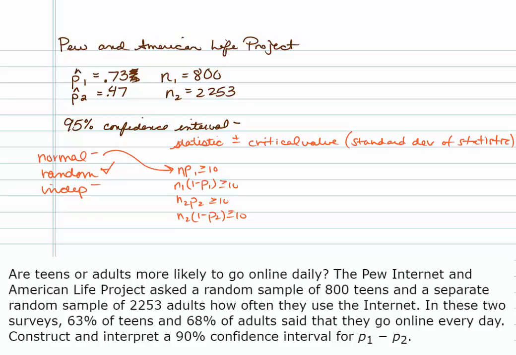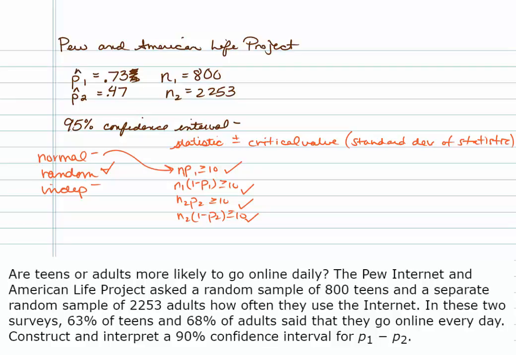So the first one is 0.73 times 800. Think it's going to work? Okay. How about 0.27 times 800? Sound all right? Bigger than 10? But the other one, 47% of 2,253, going to be bigger than 10? Okay, how about the opposite, 0.53? Okay, how about independent?